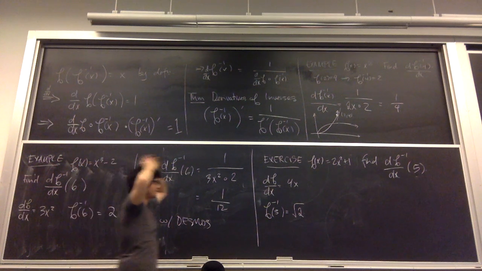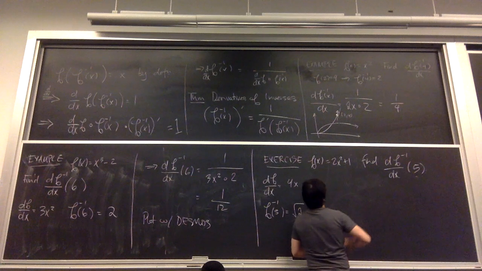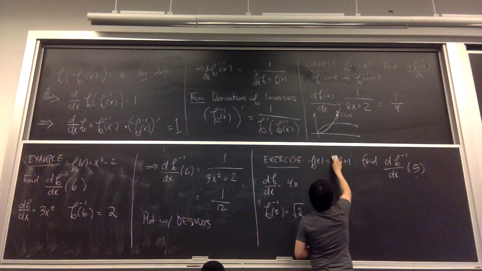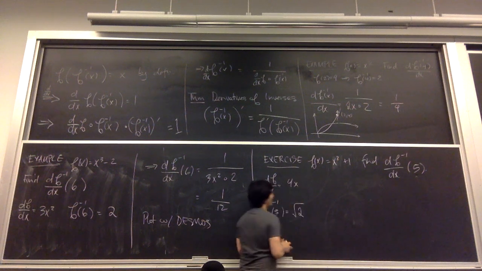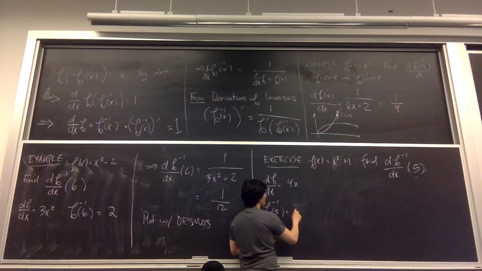How can I fix this? Okay, let's just do it like this. x cubed. Boom. I'll just take that 2 out. We're good to go. Because now this will be 2, yeah?